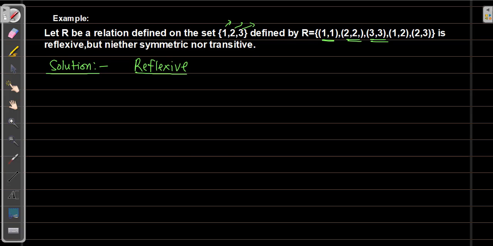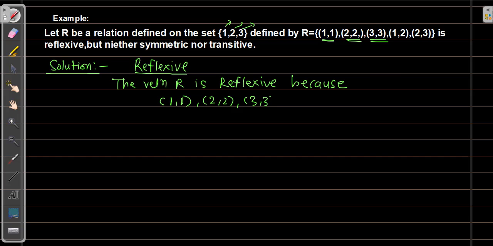So we will write here: the relation R is reflexive. And we are giving the reason: because there are three elements in the set, and each element is related to itself, that is 1 is related to 1, 2 is related to 2, and 3 is also related to 3, and all these three ordered pairs belong to our relation R. Therefore our relation is reflexive.